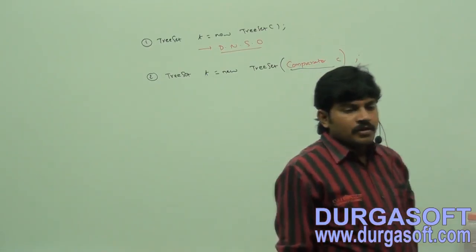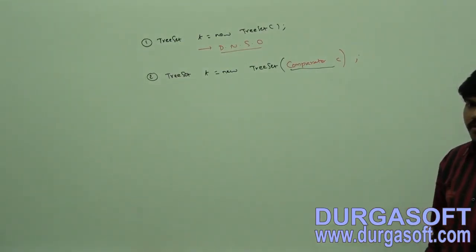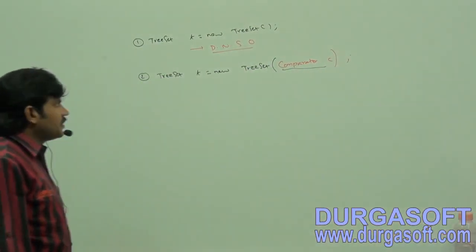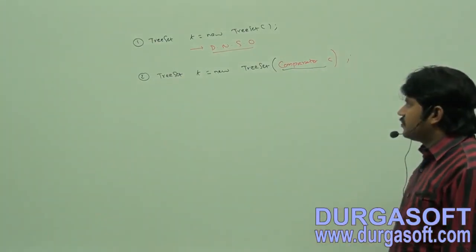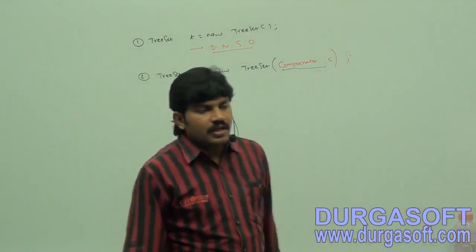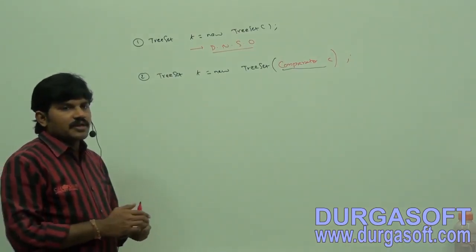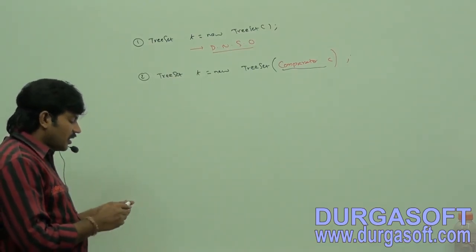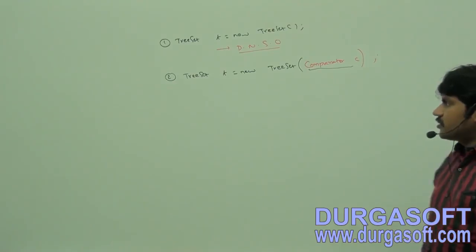First one: TreeSet t = new TreeSet(). It creates an empty TreeSet object where the elements will be inserted according to default natural sorting order.